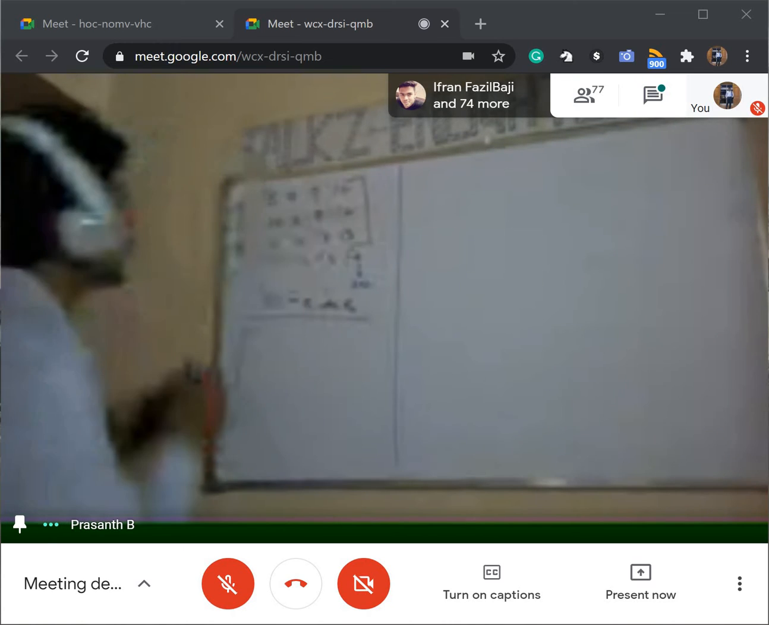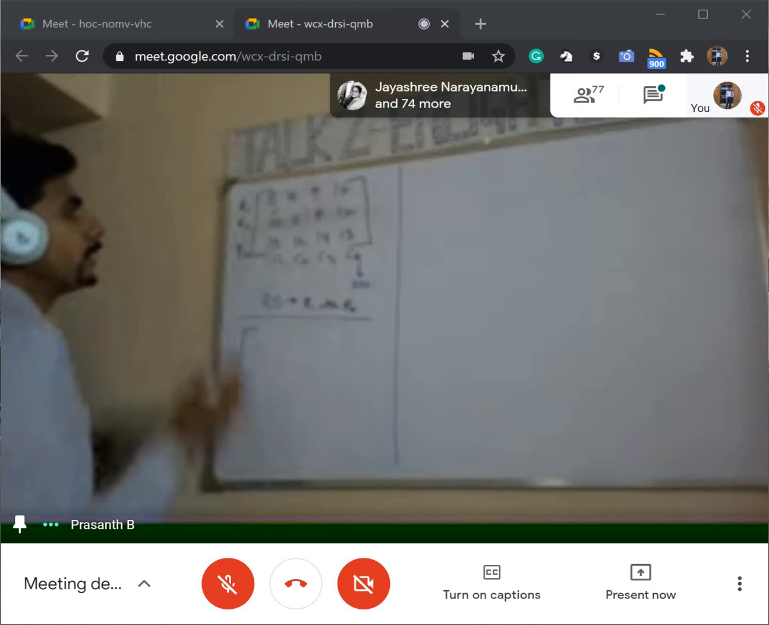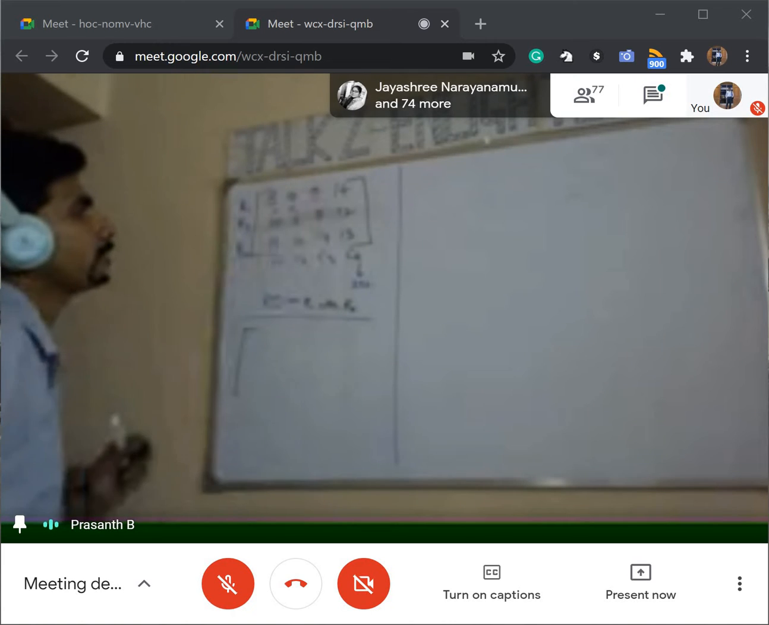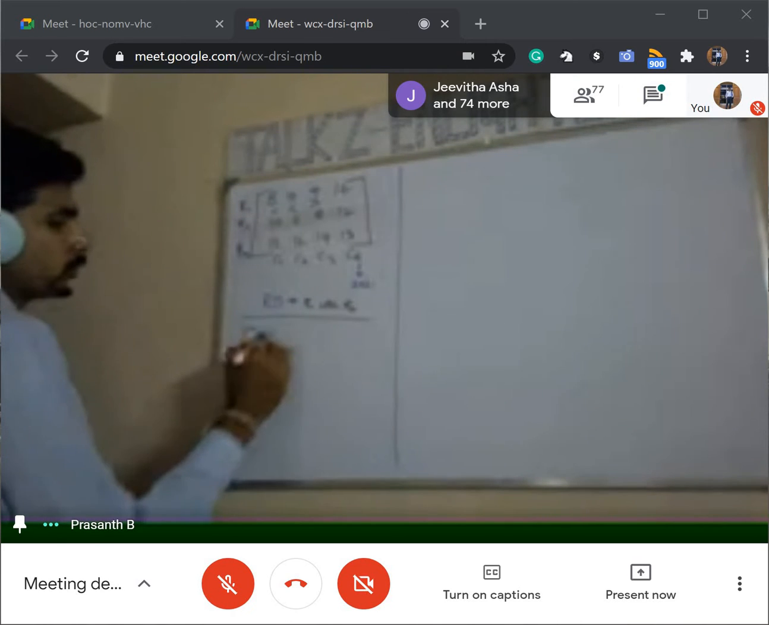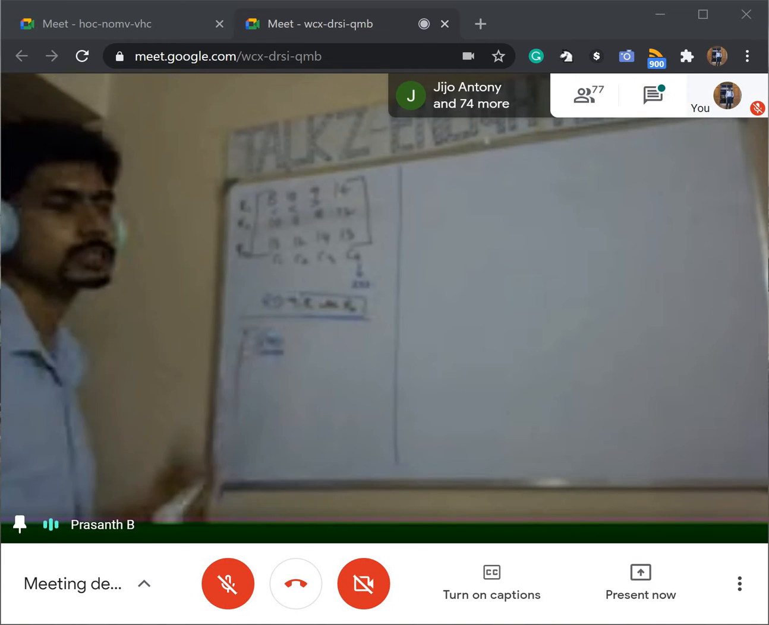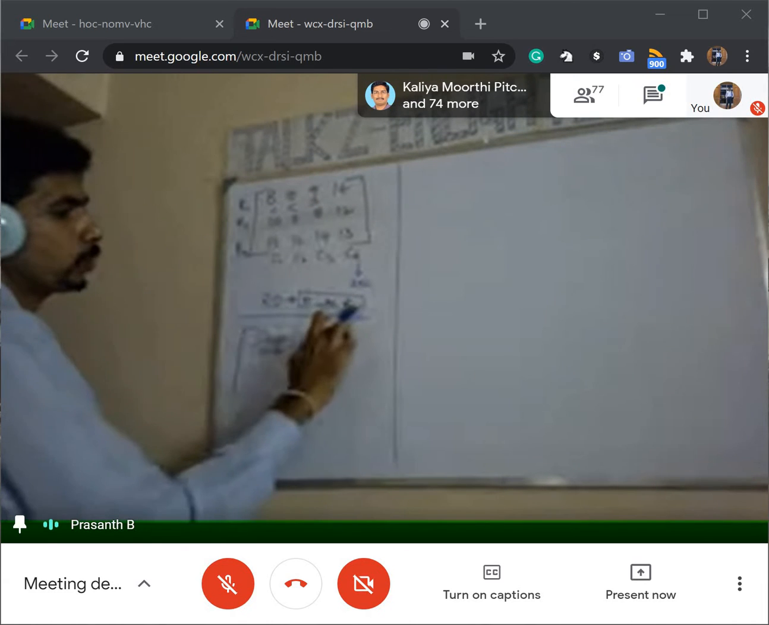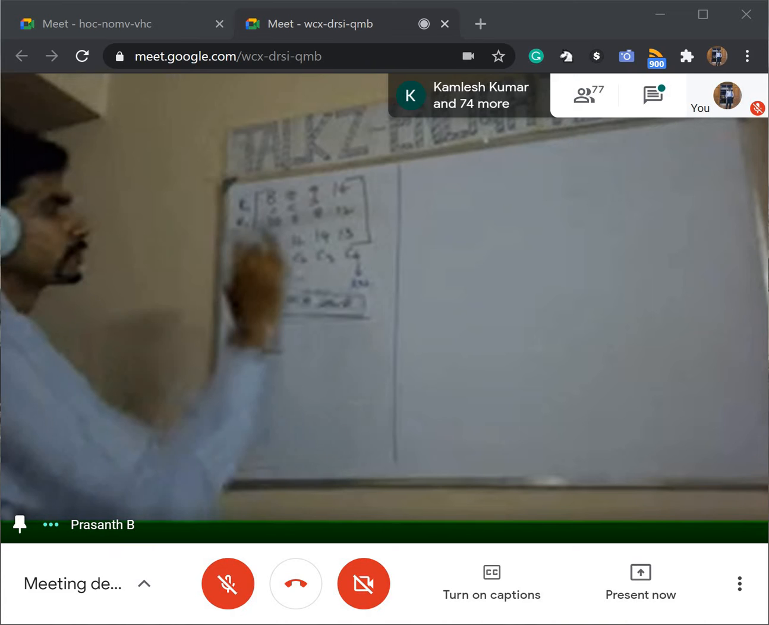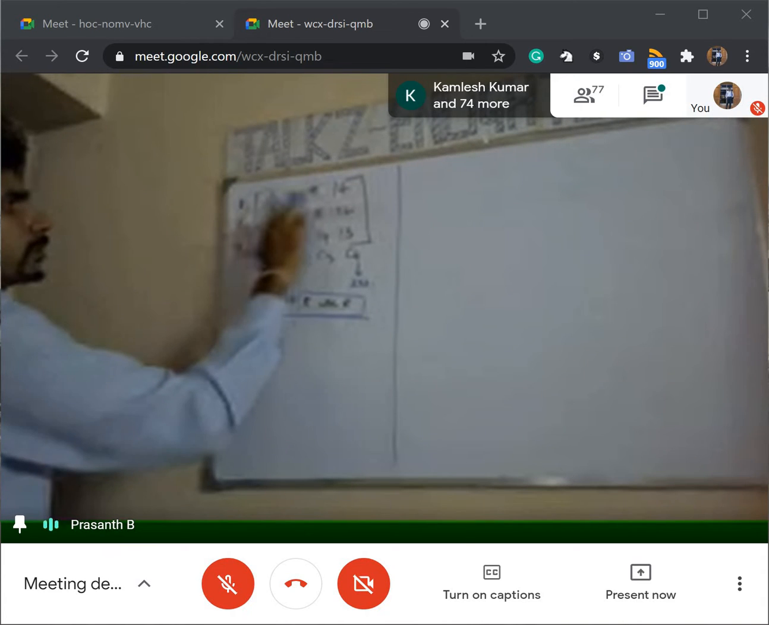So 8 is less than 10. 10 is less than 11. 9 is greater than 8. So you need to stop with R1 and R2 because there is no result. Lesser than, greater than, so this is not going to work out.